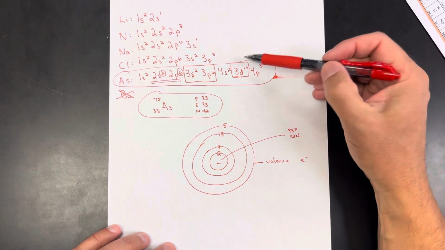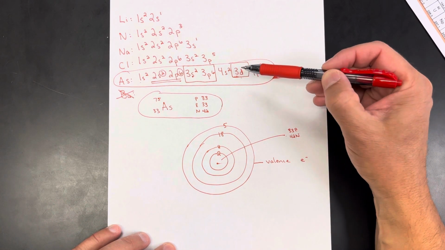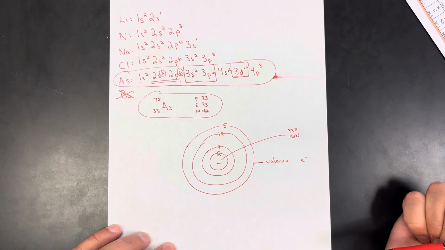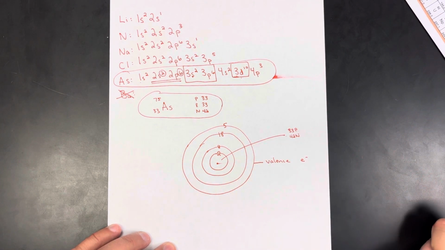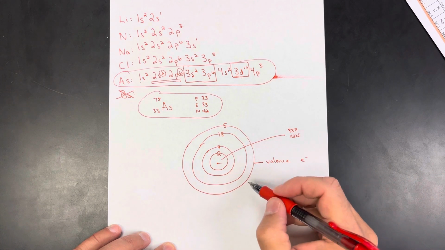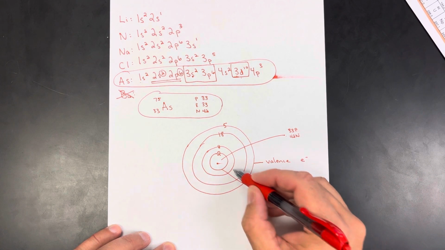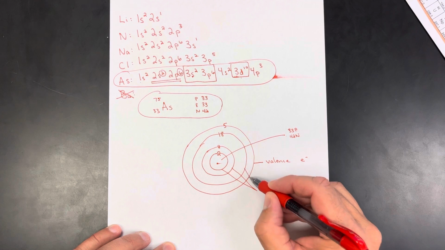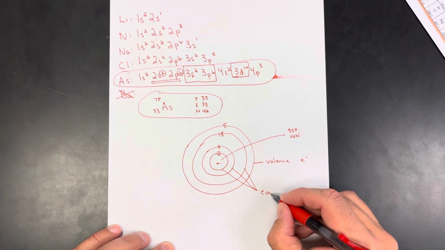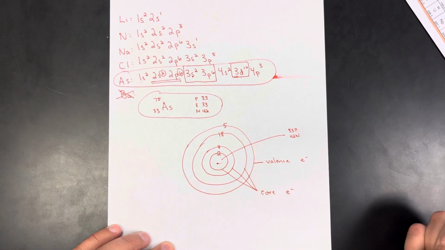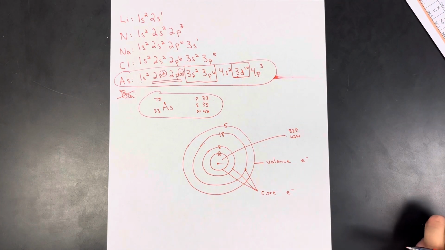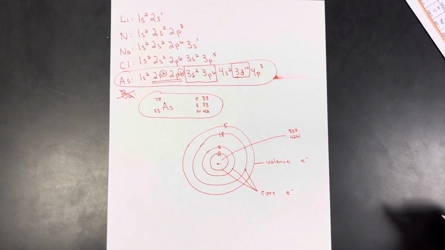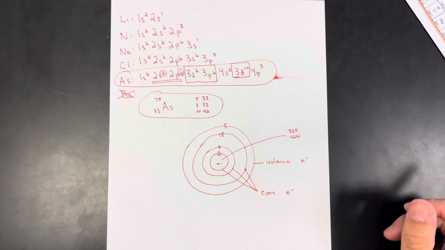So once again, the reason why we subtract 1 from the row number is because these D block electrons are not valence, okay? And the vocabulary word that we give for the other electrons that are not valence, we tend to call them core electrons. So D block electrons, they're part of the core electrons. They are not part of the valence electrons.